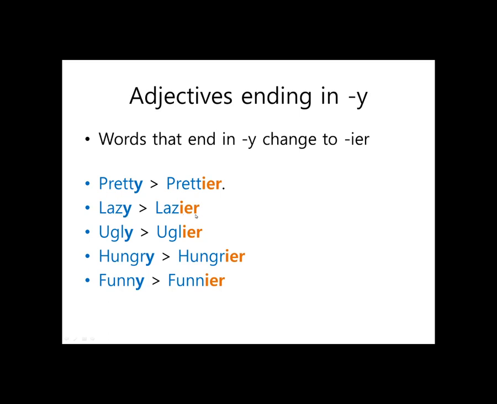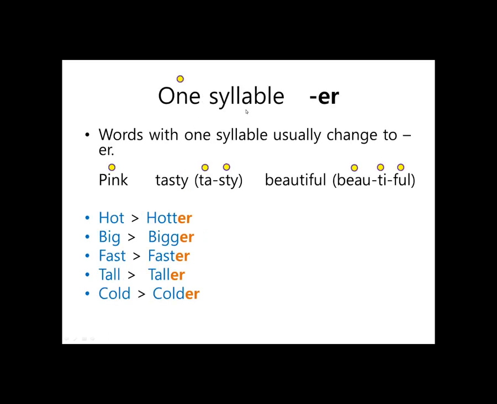Lazy, lazier. Ugly, change the y, uglier. Hungry, hungrier. Funny, funnier. Okay, so if your adjective ends in y, to make a comparative adjective, change the ending to IER. Okay, one syllable adjectives. Adjectives with one syllable usually add an extra ER on the end.